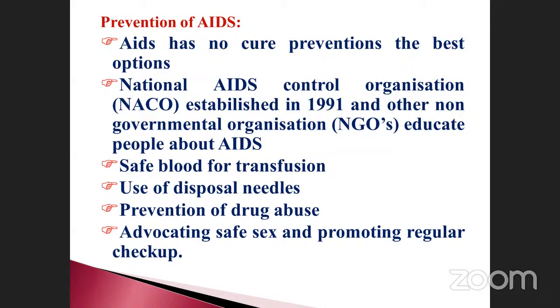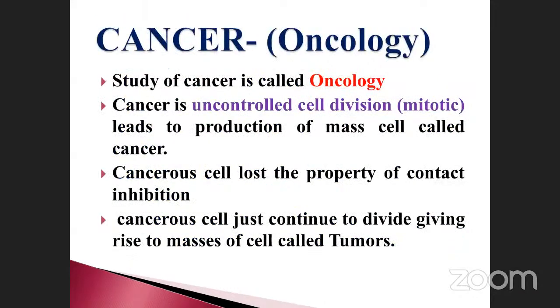Take another example also: prevention of drug abuse. Don't use drugs. Advocating safe sex and promoting regular checkups also. These are all the preventions of AIDS. So once again, go through it and you will get it in the exam.